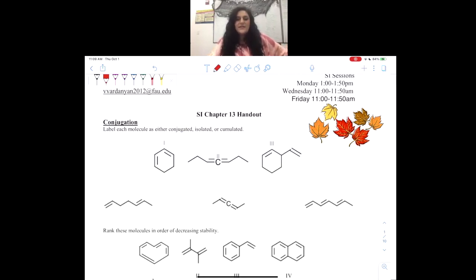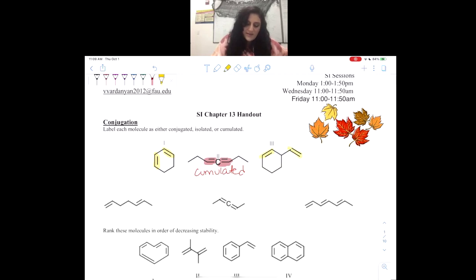So in my opinion, the easiest one to see straight away is cumulated, because we see that these 2 double bonds are right next to each other, attached to the same carbon. It makes the molecule look kind of weird. Now, when determining isolated and conjugated, we're going to go ahead and highlight the double bonds.